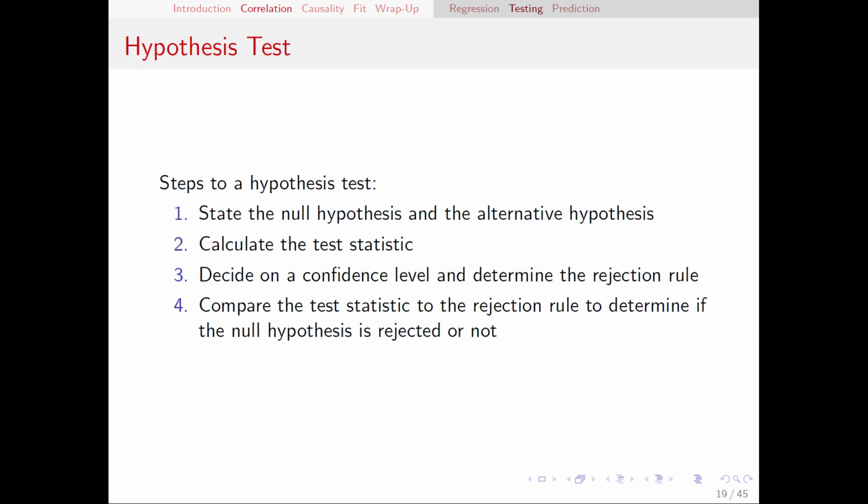There are four main steps to a hypothesis test. Number one, we state the null hypothesis, that is our initial stance, and the alternative hypothesis. Number two, we then calculate a test statistic. Depending on what kind of hypothesis test you're doing, that calculation might be different. We're going to be talking specifically about regression hypothesis tests. Number three, we decide on a confidence level, and that's going to tell us what the rejection rule is going to be. Number four, we then compare the test statistic with the rejection rule, and then determine if we're going to reject the null hypothesis that we started out with or not. In this video, I'm going to be going through each of these steps in detail.